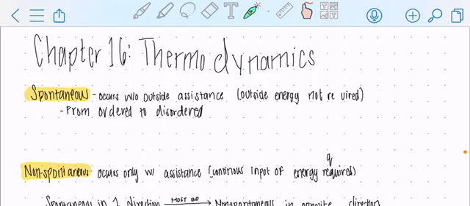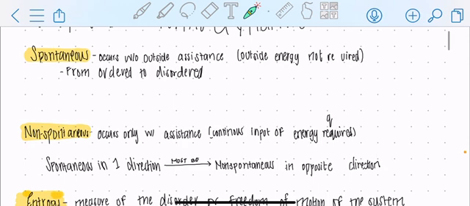Today I will cover Chapter 16, Thermodynamics. I want to start by explaining what the difference is between spontaneous and non-spontaneous reactions. Spontaneous reactions occur when something occurs without outside assistance, meaning that outside energy is not required.